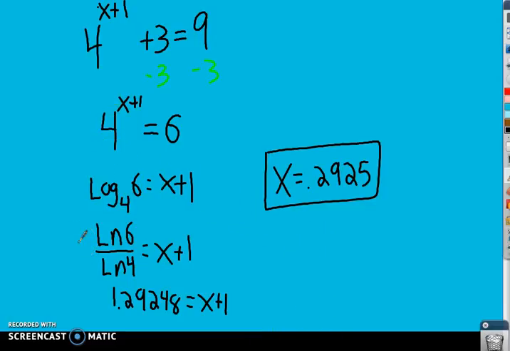Now realize though, when you check this back in the problem, since we end up rounding this number, when you take 1 plus that number, you're going to get something that we rounded. You take 4 to that power and add 3, you might not get exactly 9. You might get 9.00 something. So you have to realize that when you do that, you might not get the exact answer, but you're going to get something extremely close. So just be prepared for that.